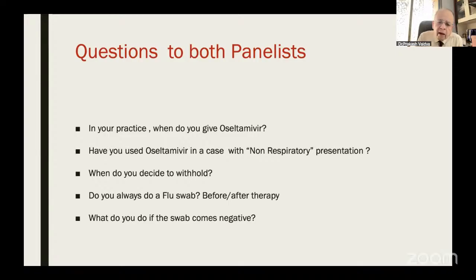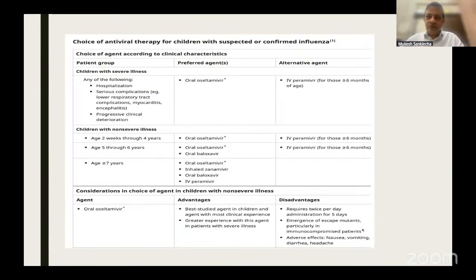Is that right? Yes, sir. Fair enough. That's what we do. So if the child is sick, probably I would definitely go along with Dr. Anil, that I would definitely not hesitate to stop the treatment.